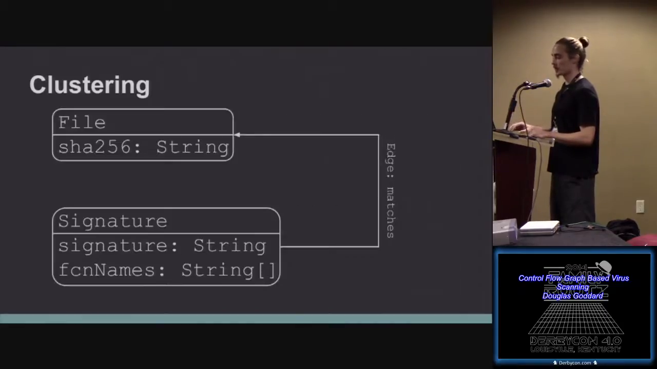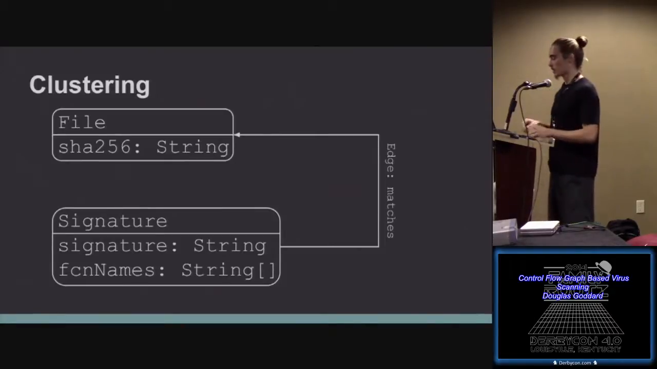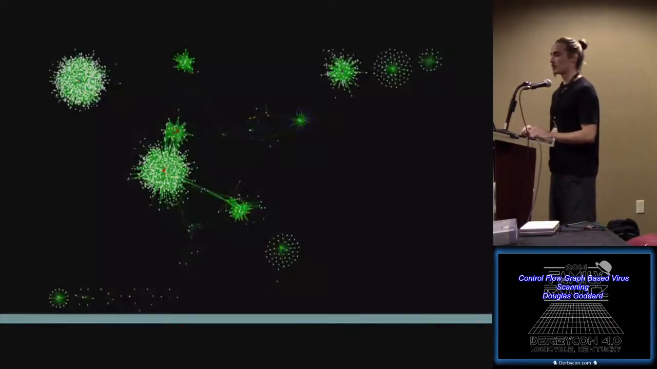So the graph database schema was really simple. One vertex is a file and the other is the signature, and the edge between them is a match. So if we put that into a graph database, we actually get pretty well-defined clusters of this malware. So this was stuff I all downloaded as fake inst, and there's about 10 or so distinct groups within that. So this could be used for strain tracking.